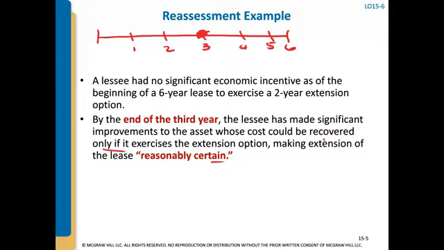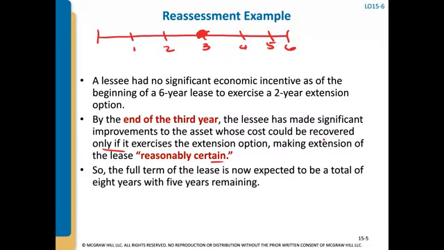So they made some sort of improvements to the asset and they can only recoup their cost if they extend the lease, which makes it reasonably certain that they will. So the full term of the lease is now expected to be a total of 8 years with 5 years remaining. At the end of year 3, there are 5 years remaining: 4, 5, 6, 7, 8. So it extends out to 8 years.